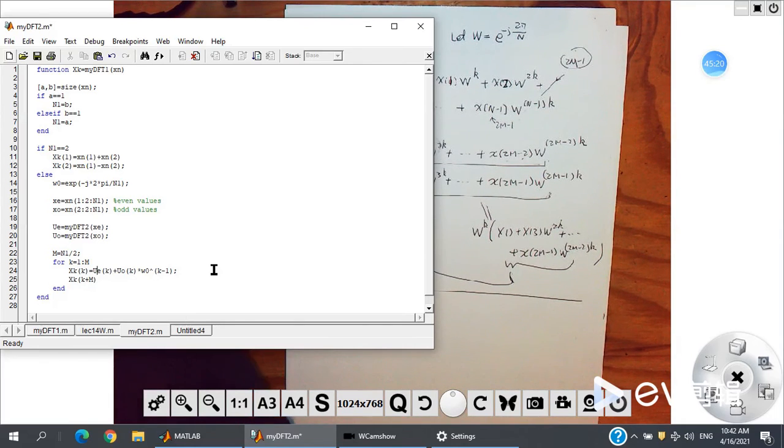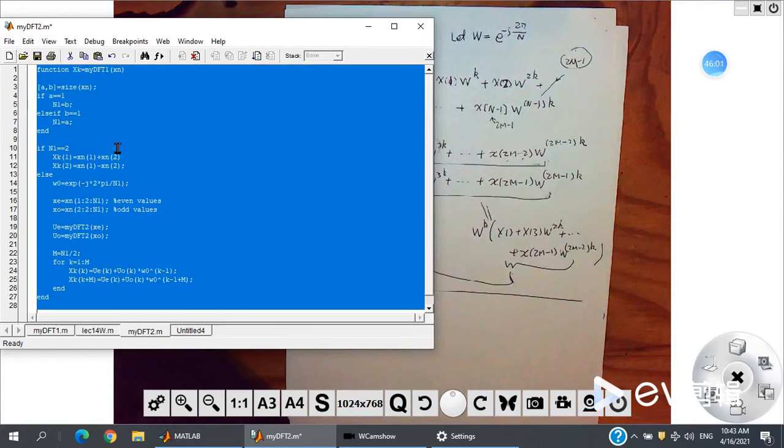This part is very similar to these. Let me see. This part is equal to uek, yes, this will be k, and times w0 to the power k minus 1. This also needs plus m. Okay. All right, I think it's fine.